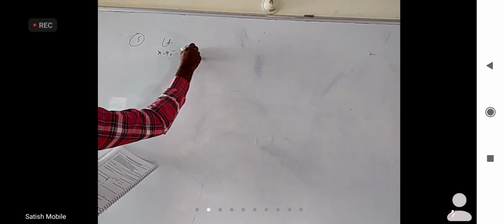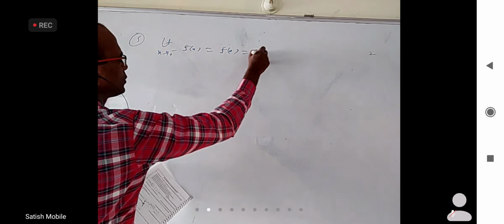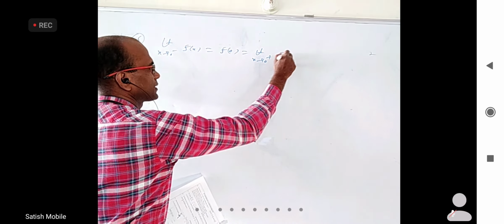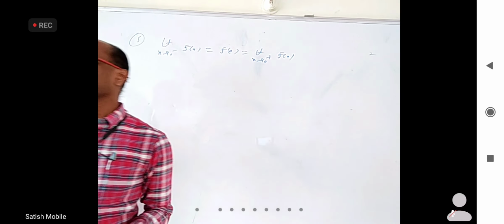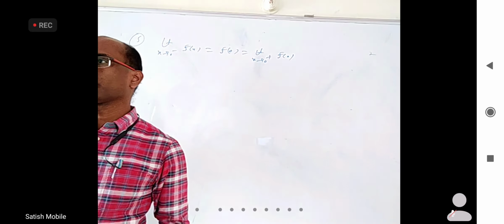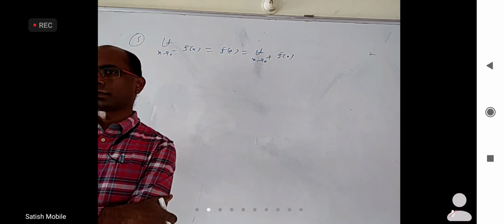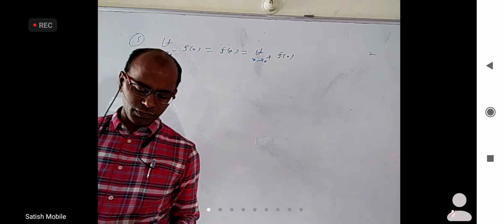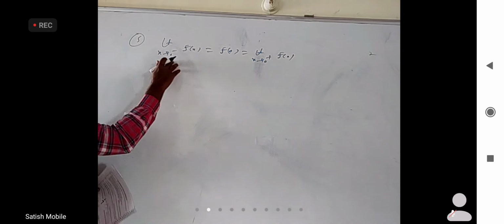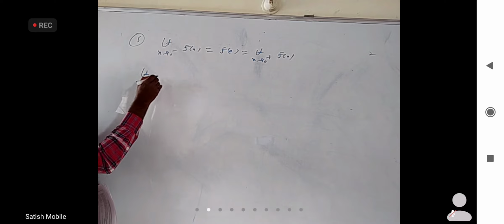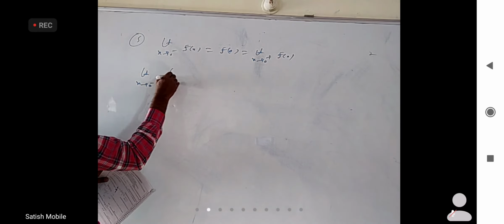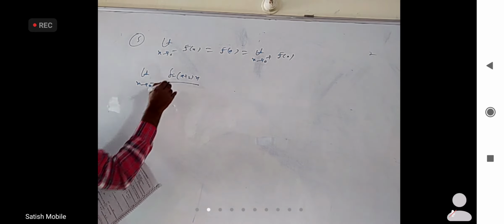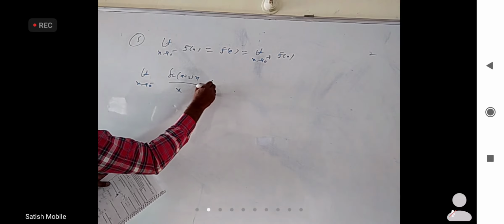Left limit, function value and right limit should be the same in the fifth one. Limit x tends to 0 minus f of x should be same as f of 0, which should be the limit x tends to 0 plus f of x. Because before 0 they gave one definition, after 0 they gave another definition, and at 0 they gave something. What is before 0? Limit x tends to 0 minus sine of a plus 2 into x by x plus sine x by x.